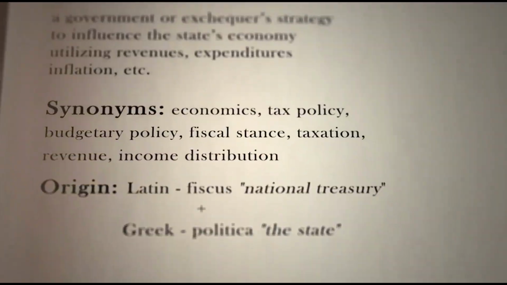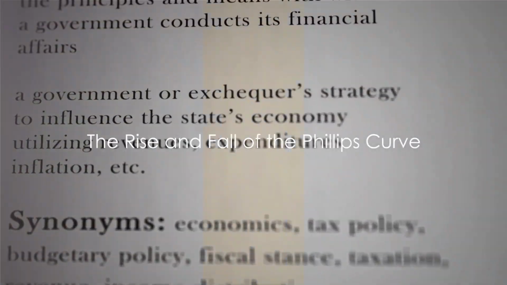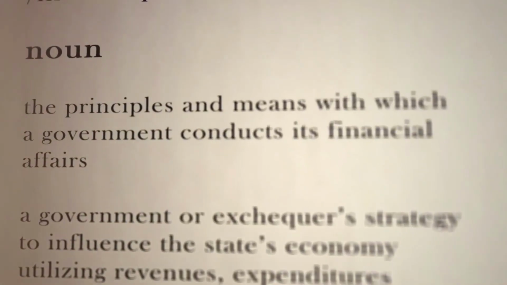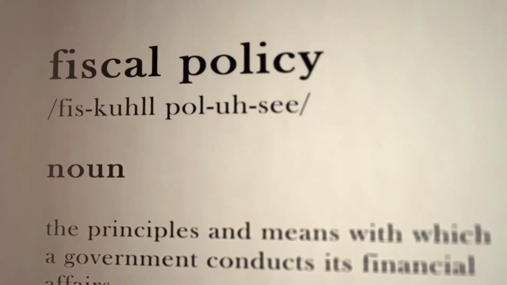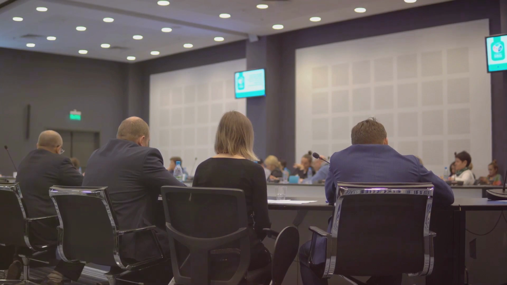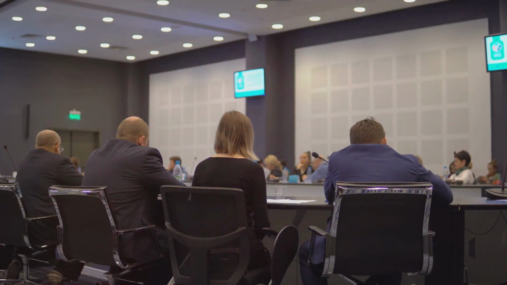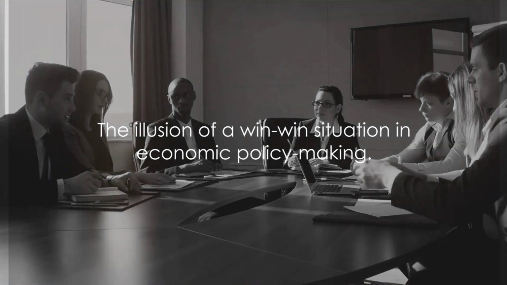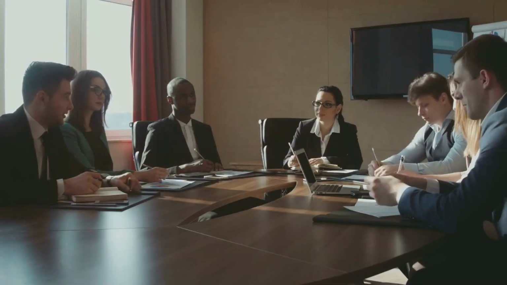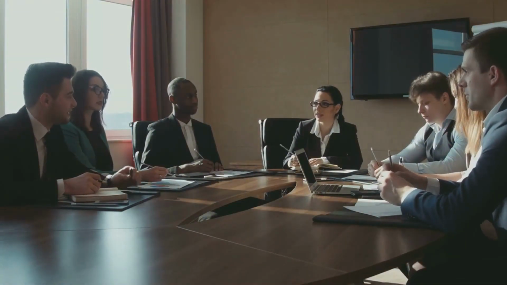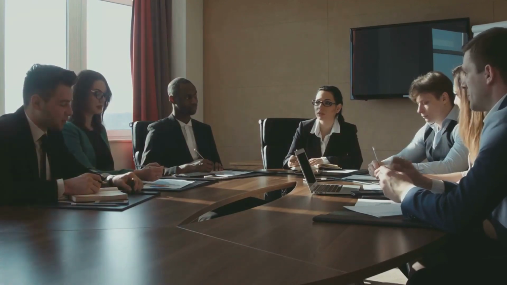In the 60s and early 70s, the Phillips Curve became a fundamental tool for policymaking. Policymakers believed they could manipulate this trade-off, choosing higher inflation for lower unemployment or vice versa. It seemed like a win-win situation where one could choose between the lesser of two evils. However, the golden age of the Phillips Curve was short-lived.